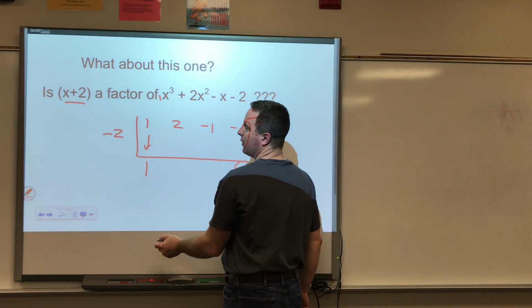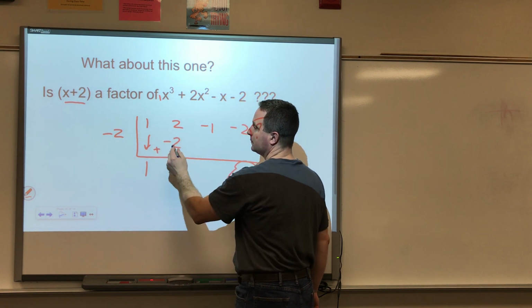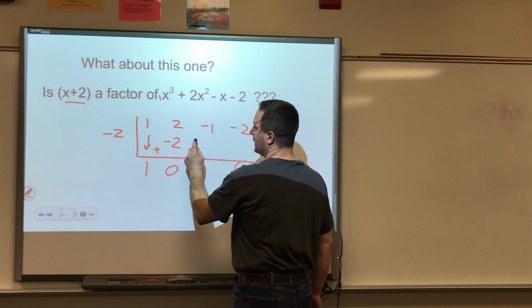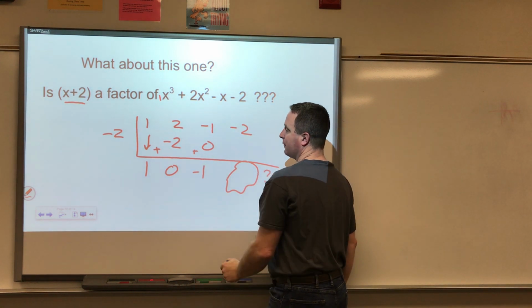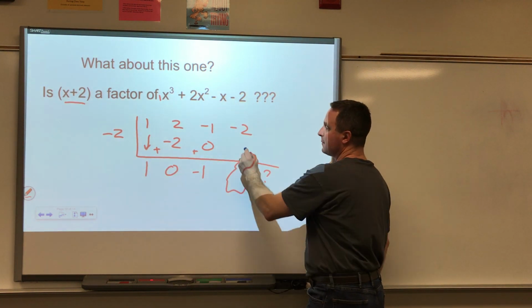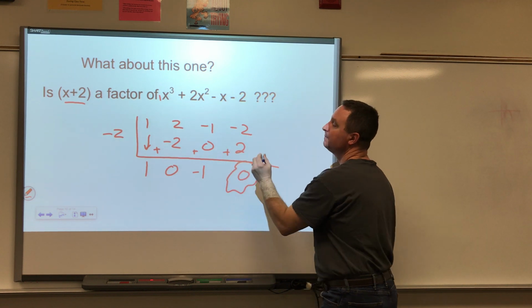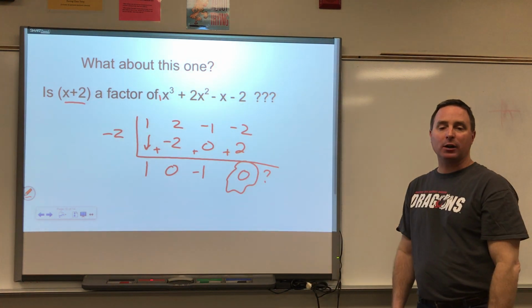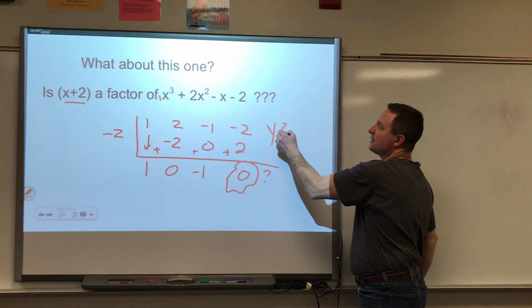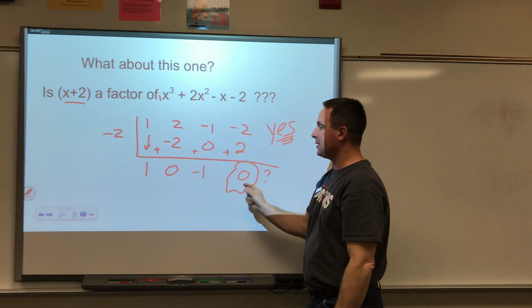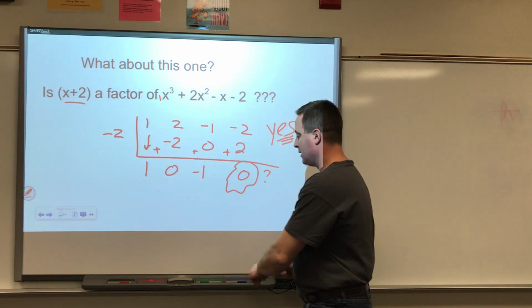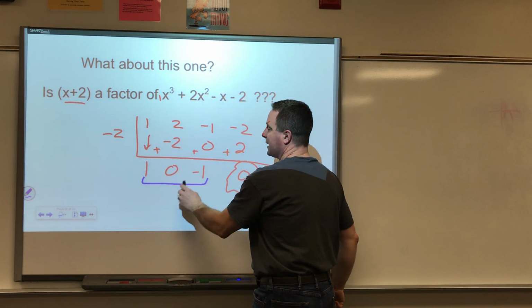So if I drop down the 1, I get negative 2. I get 0. Negative 2 times 0 is 0. Add it together is negative 1. Negative 2 times negative 1 is positive 2. And lo and behold, look at that, it worked. So once again, yes, x plus 2 was a factor because it has a remainder of 0. And now let's change this stuff back.